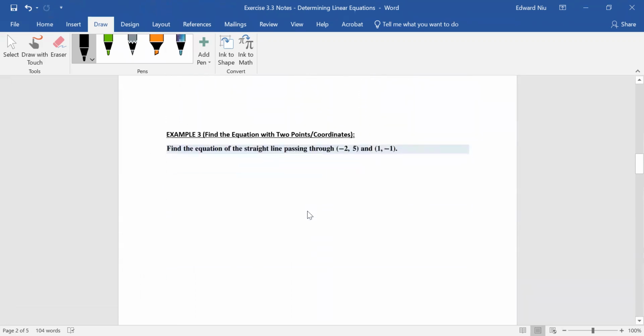Example 3, here we're given just 2 coordinates. We still have to find the gradient first, just like we mentioned in the important note at the very beginning of the video. m, remember, is y2 take y1 divided by x2 take x1. Now we have to find the highest point to make it x2, y2.